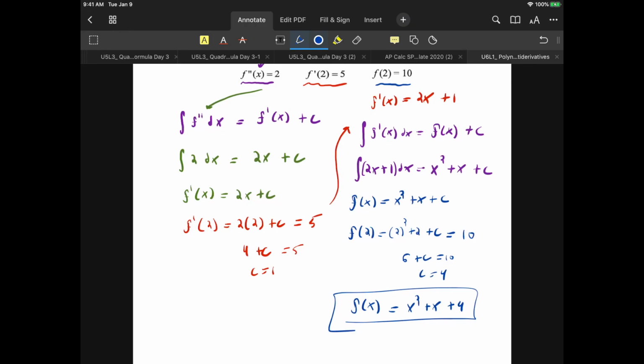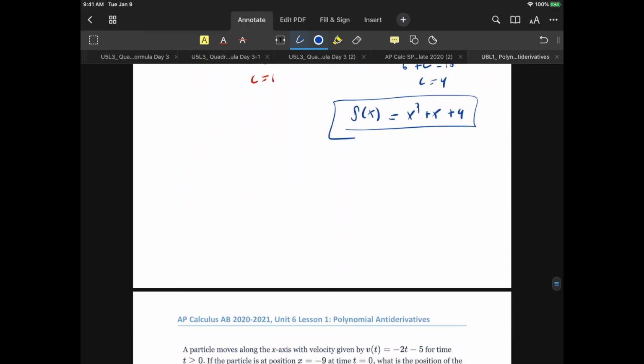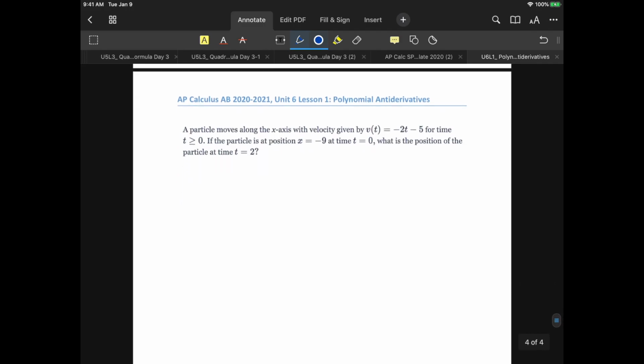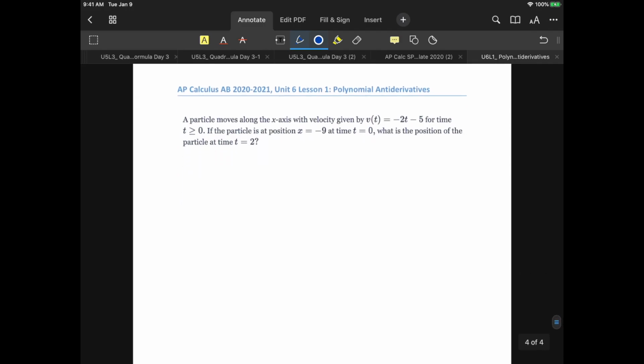So to recap, if you are given specific values of what the answers to these integral problems will be, you can go back and plug them in and figure out what that plus c is. Last one here, let's just see one example of doing this with a velocity problem. So this is something that comes up in the Delta Math and on your weekly summative.